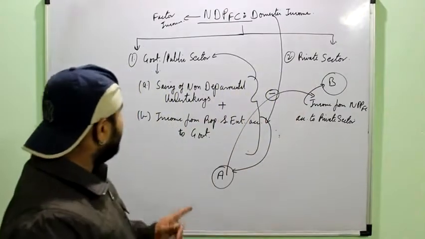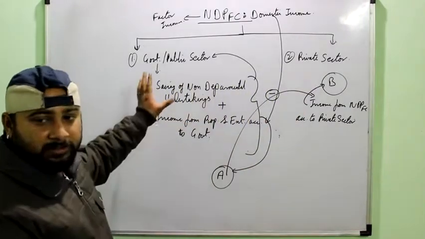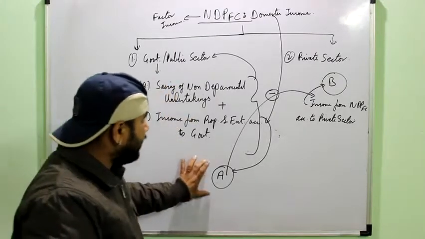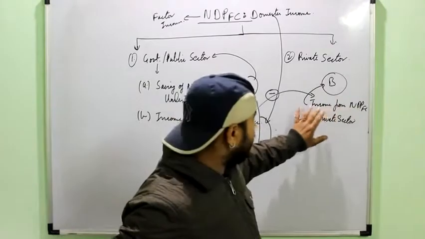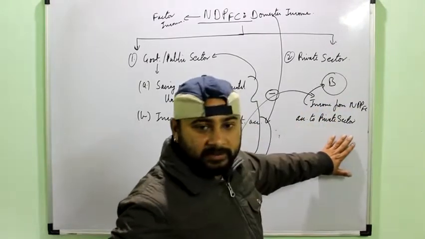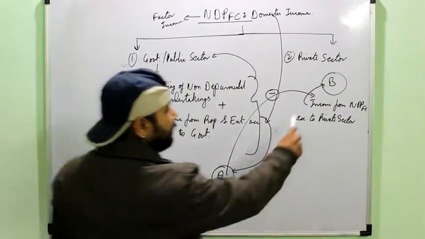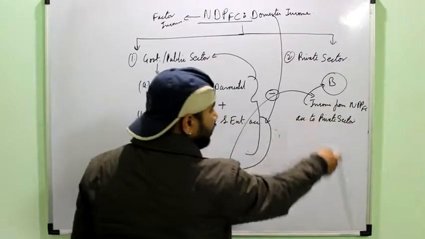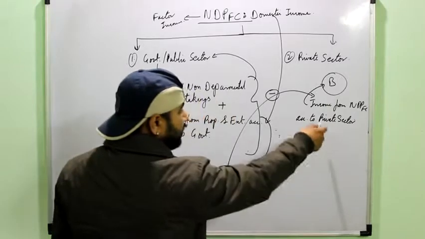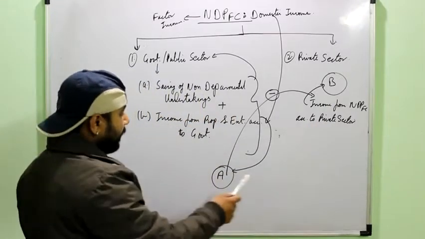Now just understand that behind all this logic, behind all this explanation, the basic idea is to find the income from the NDP accruing to the private sector. In some of the questions this may be given to you directly. It means B is already given. So you have to start the question from here. We will discuss how to move forward in the question.